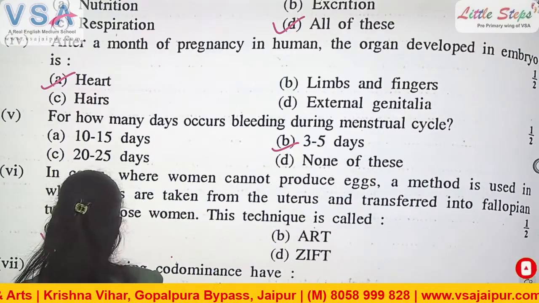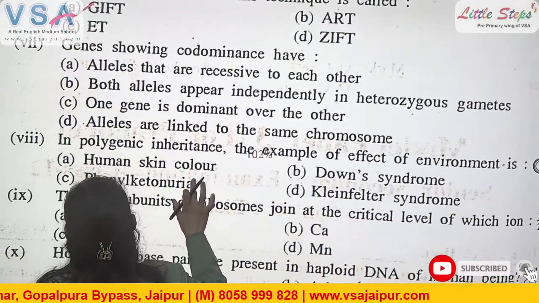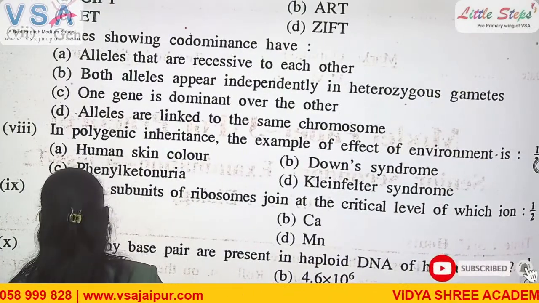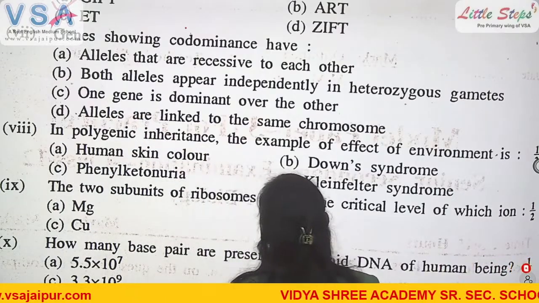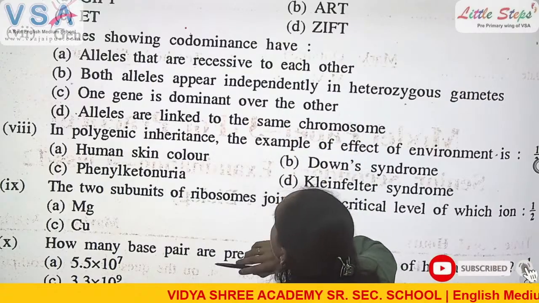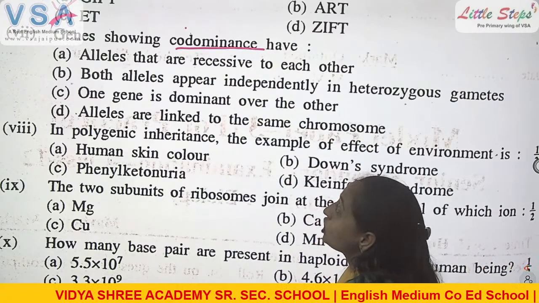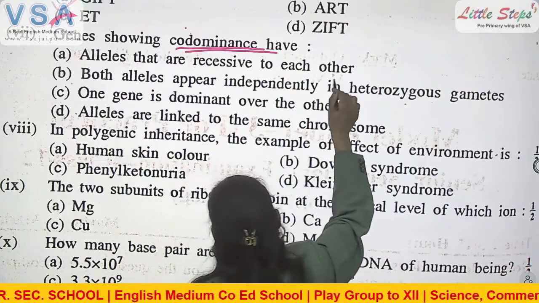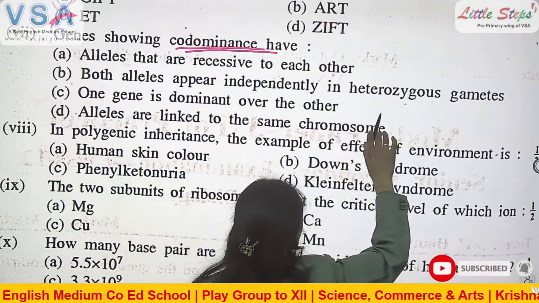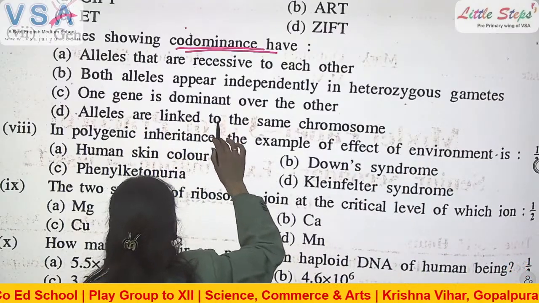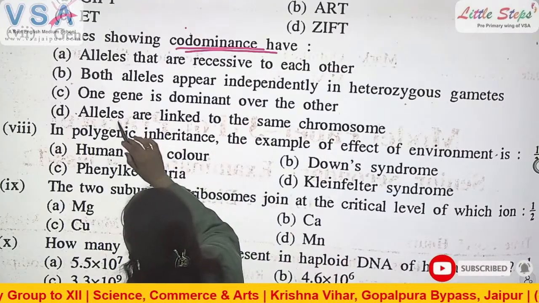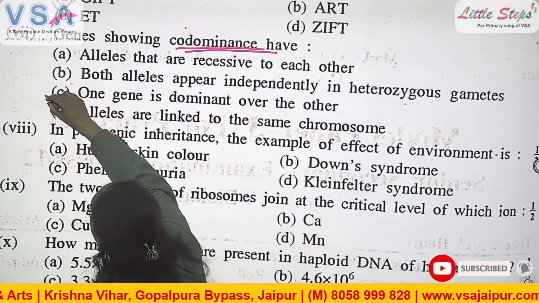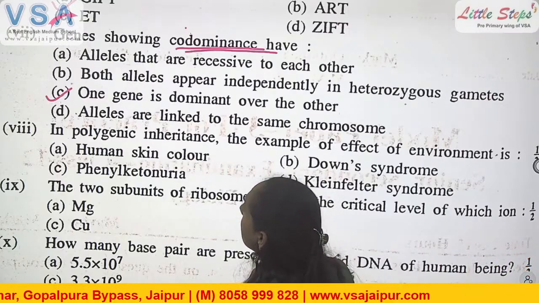Now the next is, now the next question, genes showing codominancy have alleles that are recessive to each. भाई जो कोडोमिनेंसी है, तो जीन जो शो कर रहे हैं कोडोमिनेंसी, तो कोडोमिनेंसी उसमें क्या होगा, alleles that are recessive to each other, both alleles appear independently in heterozygous gamete, one gene is dominant over the other, या फिर alleles are linked to the same chromosome. So what is the right answer? Option C. Codominance, one gene is dominant over the other. ठीक है?